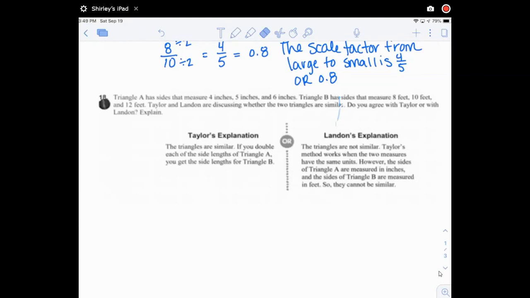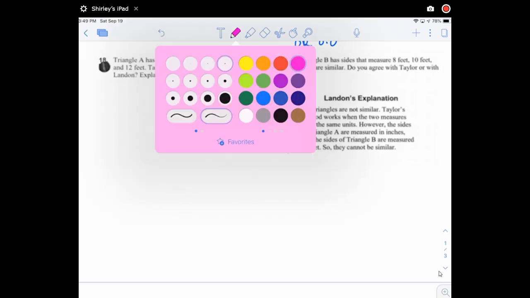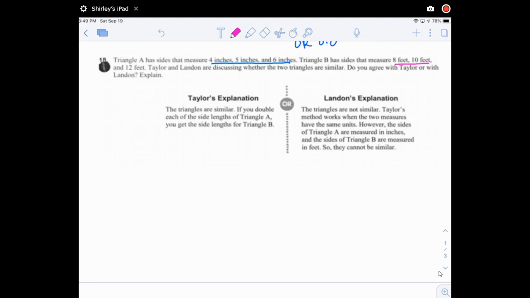We're talking about the second problem here. It is a little bit more challenging. It seems easy at first, but we're going to make sure we're reading carefully. It says triangle A has side lengths that measure 4 inches, 5 inches, and 6 inches. Triangle B has sides that measure 8 feet, 10 feet, and 12 feet. Taylor and Landon are discussing whether the two triangles are similar. Do you agree with Taylor or Landon?